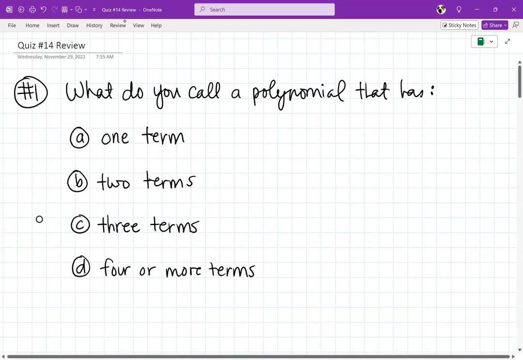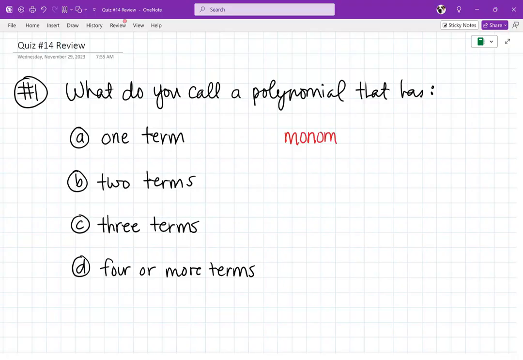So one term is a monomial, right? So a monomial. And again, this is not something I taught you guys. It's just something you're supposed to know, but it's good to review because as you guys saw, it was part of your homework, right? And it's going to be part of your quiz. So one term is a monomial. Two terms, this is a binomial. Three terms is trinomial. And then four or more, that was just polynomial, okay?